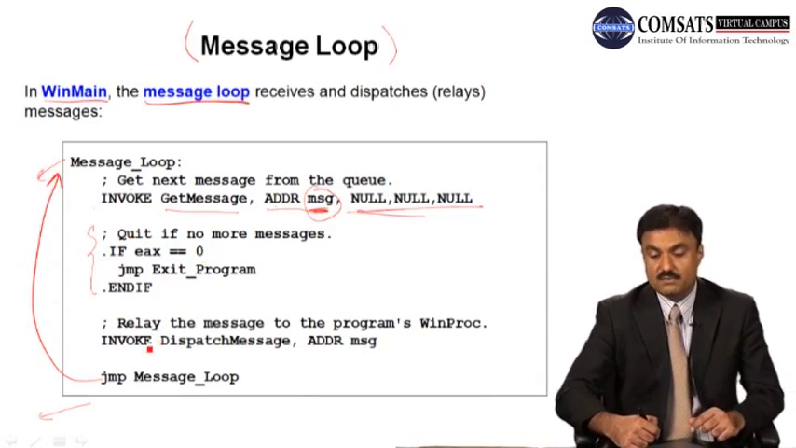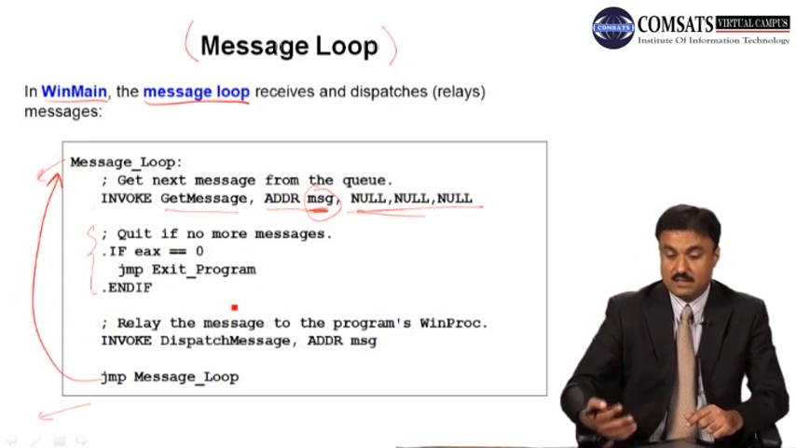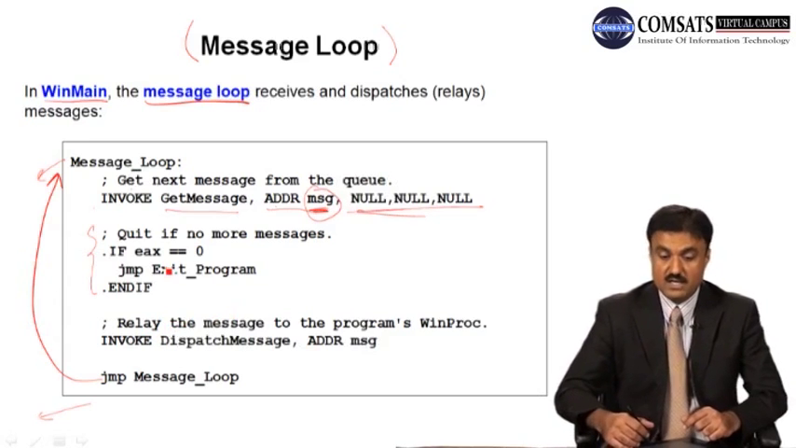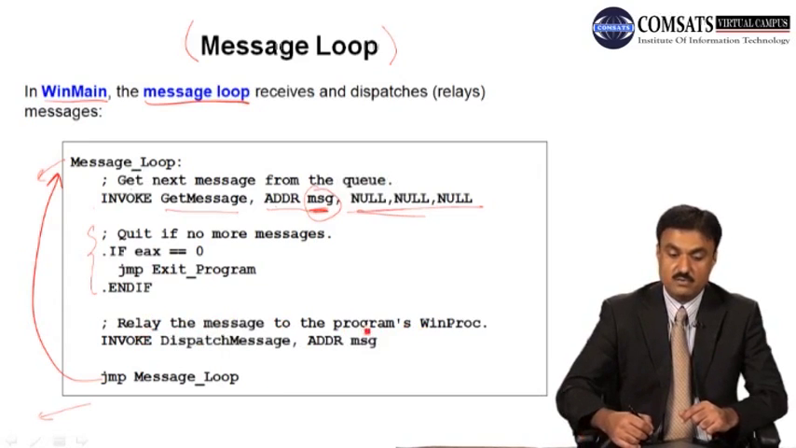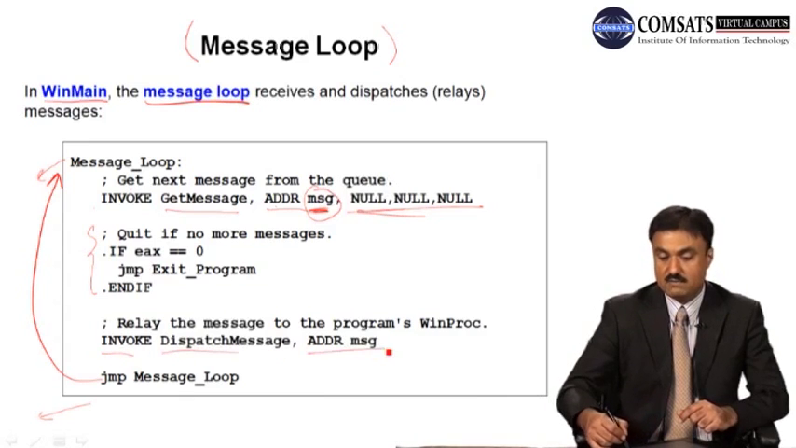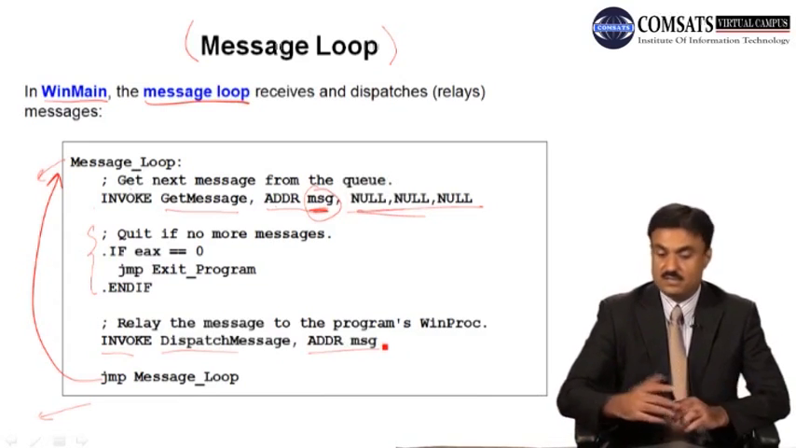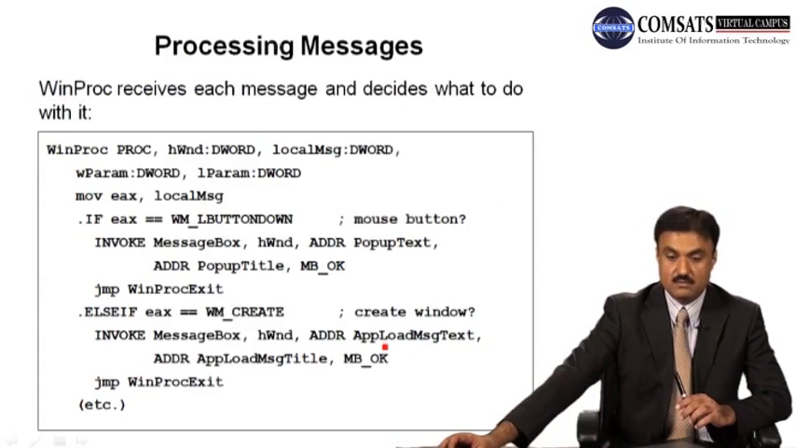However, if there are messages, or there is other information like a button has been pressed, then we relay the message to the program's Windows main procedure. So what we'll do, we'll invoke DispatchMessage with the address of the message. It will send information to the Windows main procedure and so on.